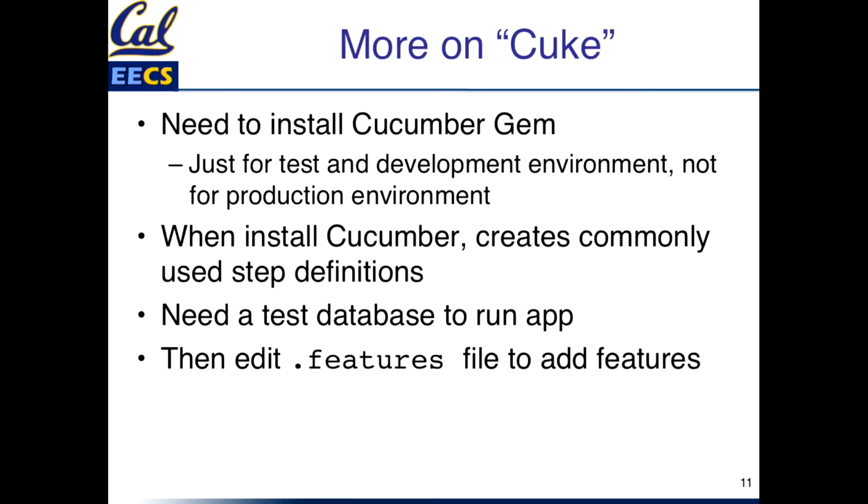So to use this, as it says in the book, you need to install it like everything else. You install it as a Cucumber gem, and it's going to create for you, remember how Rails is so productive? It creates a bunch of things so you don't have to do them. It'll create some commonly used step definitions when you install it. And our model talked before about having test in production and development. You need a test database to be working with that. And then you're going to edit these .feature files to add features.